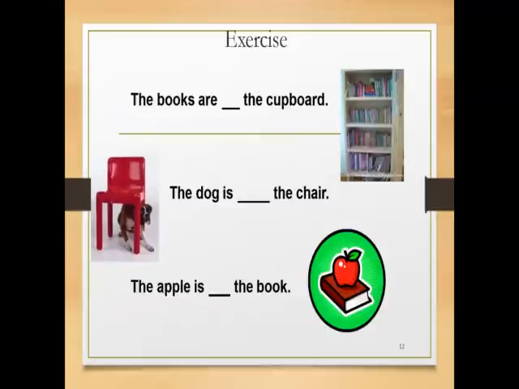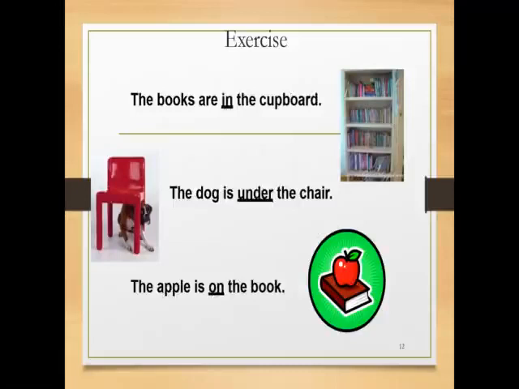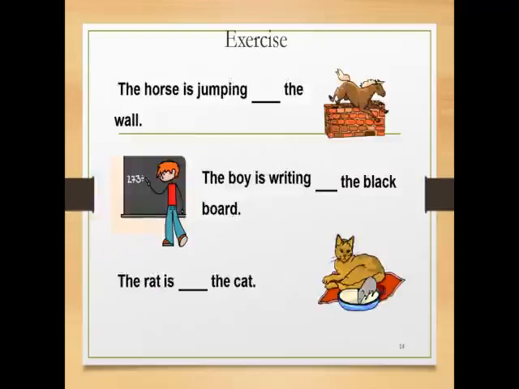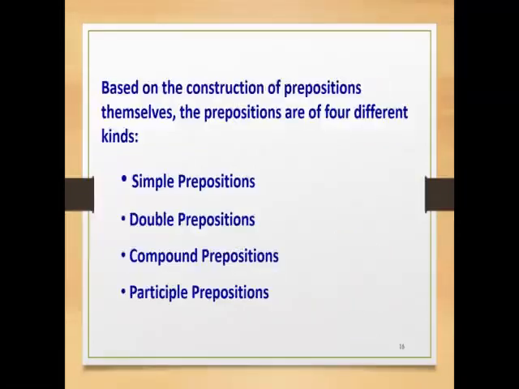The books are dash the cupboard. The answer is the books are in the cupboard. The dog is dash the chair. Answer is the dog is under the chair. The apple is dash the book. The answer is the apple is on the book. Here are some more exercises which you can try.